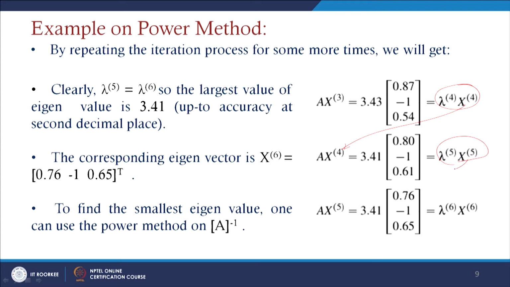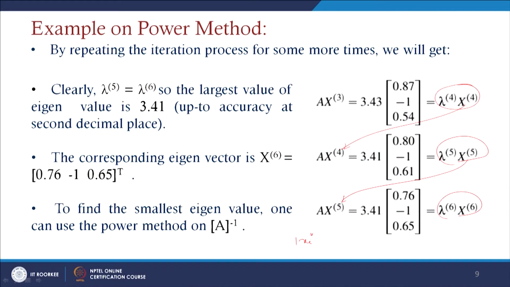Again, we will just take x5 here and multiply it with this matrix A. Then we can find lambda 6 and x6 here. But the difference, if you just see here, is with these eigenvectors, that is 0.76, minus 0.80, and then minus 1, 0.65, 0.61. So, whatever accuracy we want to find, based on that we can find that one.